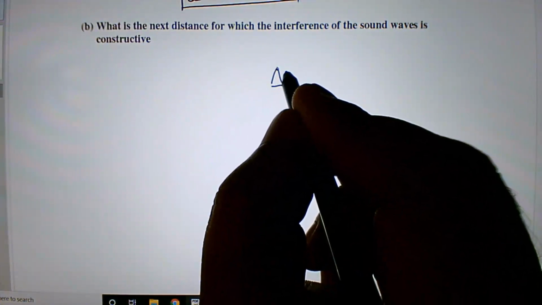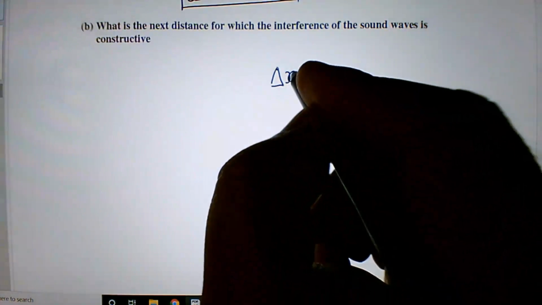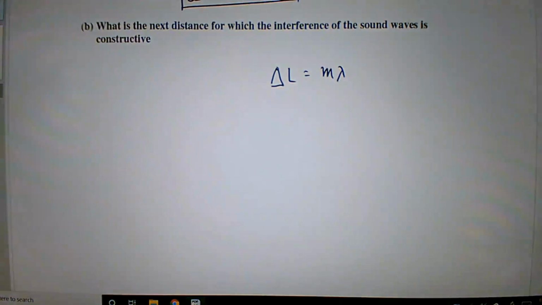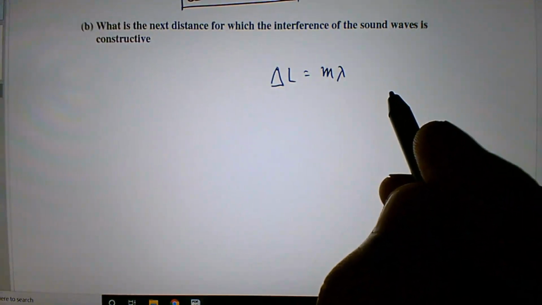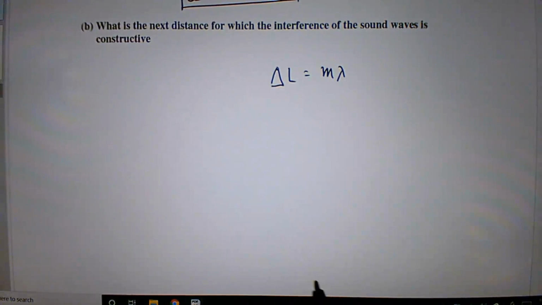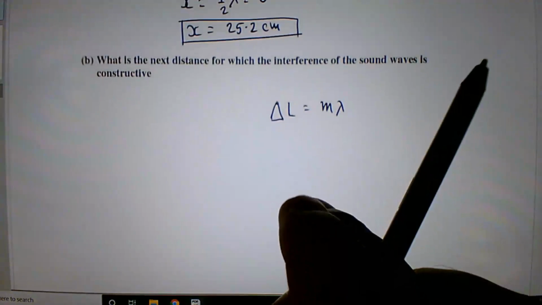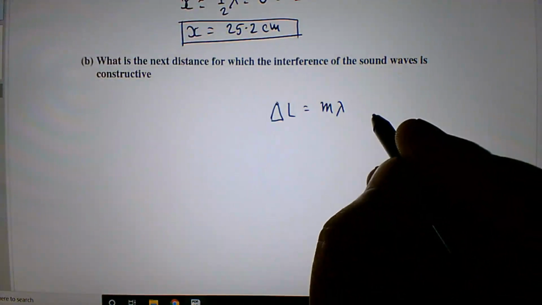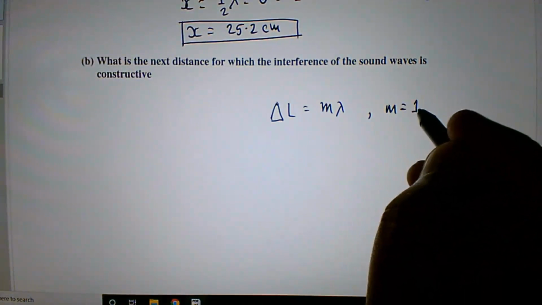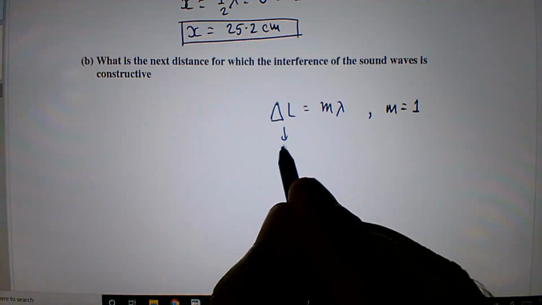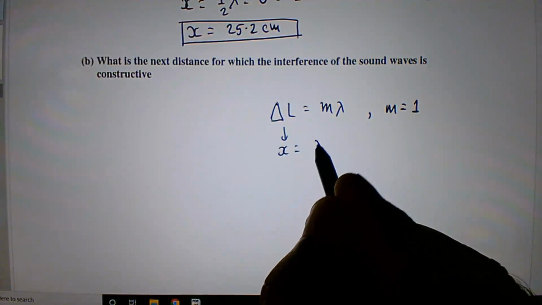Constructive interference condition is delta L equals m lambda, right? But m cannot be 0 here, because otherwise the separation between the two speakers will be 0. Definitely we have already found the smallest distance between the two speakers. So m will be 1. The next possible interference gives you m equal to 1. Delta L is lambda, right?